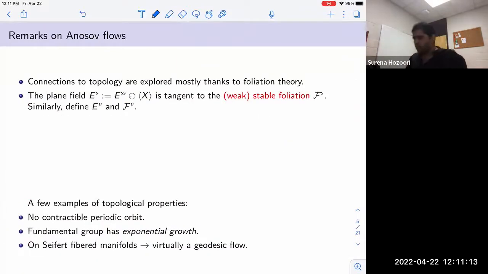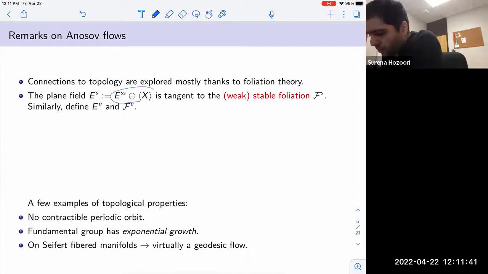Before moving on, let me mention that most of the connections to topology in low dimensions are explored thanks to the use of foliation theory. It started in, I guess, the 70s in the work of Thurston, Plante, and Verjovsky, and many more. So how do we use foliation theory in this context? By noting that if you take one of these line bundles, stable or unstable, and add the direction of the flow, of course, you will get a plane field.